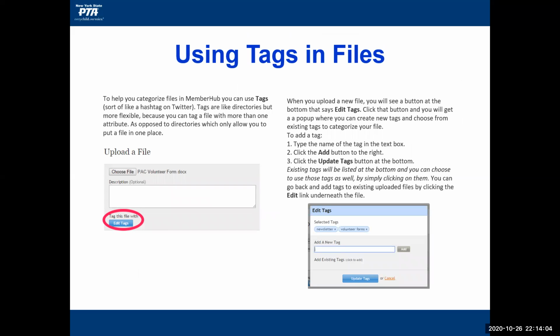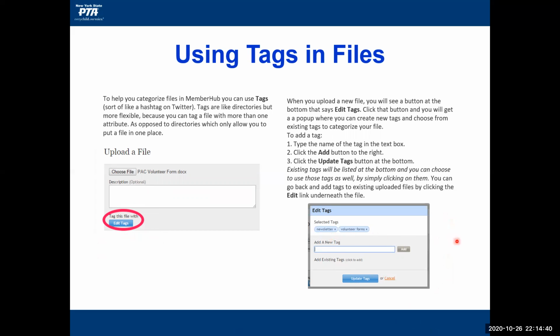Tags is something that you can do. Tags are sort of like how you use them in social media, right? So if you hashtag, with the # hashtag and then the name, you can use that to find things by hashtag, right? So it's a way to group items, and it's the same way in MemberHub. So when you upload a new file, you'll see a button at the bottom. It says edit tags. And then you could type in whatever it was. In this example, they have already used tags such as newsletter and volunteer forms.